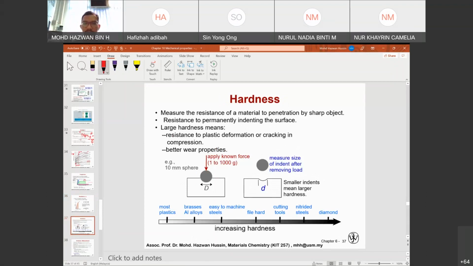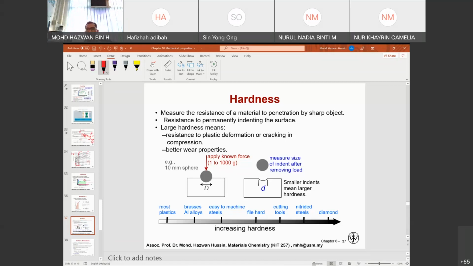And finally, we are talking about hardness. I think before this, we have talked about hardness and everything. Okay, but how do we measure hardness in reality? Apart from using ultimate tensile stress machine, we can actually measure hardness using hardness machine. To measure hardness is basically to measure the resistance of a material to penetrate by a sharp object. So you will have a material and then you will put some indenter, a very sharp object, on top, and then after that you apply force.